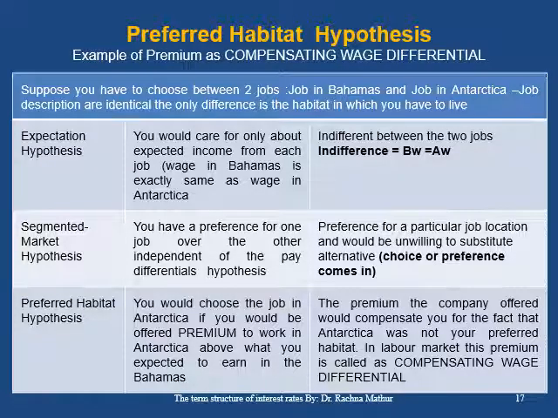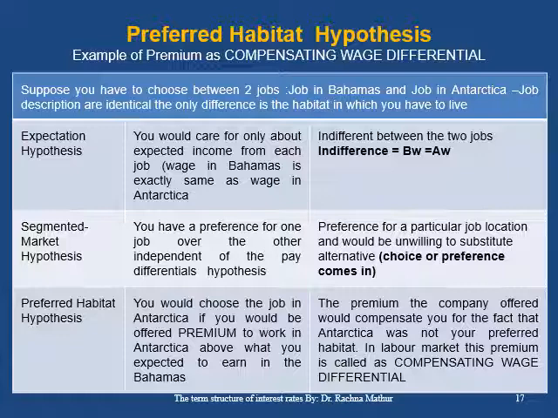To understand the preferred habitat hypothesis and its premium component, let us take the example of compensating wage differentials. Suppose you have to choose a job between two locations, a job in Bahamas and a job in Antarctica. Job descriptions are completely identical. The only difference is the habitat where you have to live. Now, according to expectations hypothesis, you would care only about the expected income from each job. Wage in Bahamas is exactly equal to the wage in Antarctica. So, you are indifferent between the two jobs on the basis of the wage.